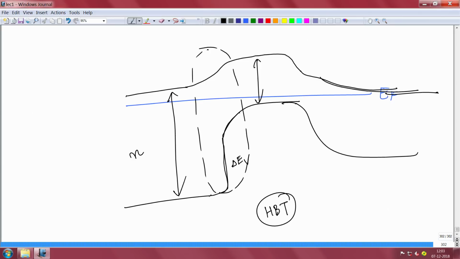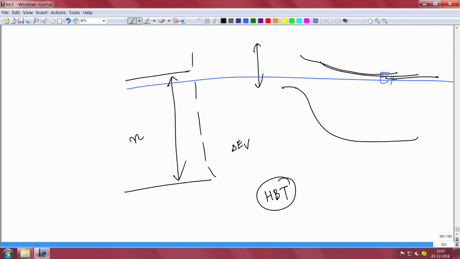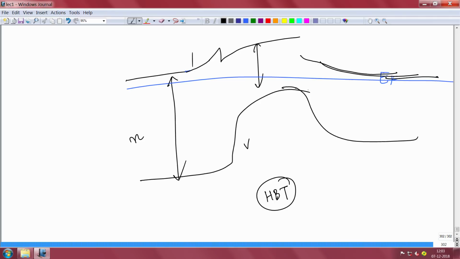Because if you do not do this engineering trick, you will end up getting a discontinuity in both the valence and conduction band. It will look like this, and you don't want that kind of a notch here, because this is delta EC, this is delta EV, the conduction and valence band discontinuity. These electrons will have this problem. You don't want this kind of a structure.